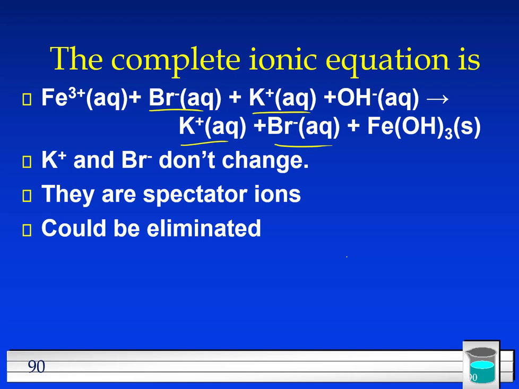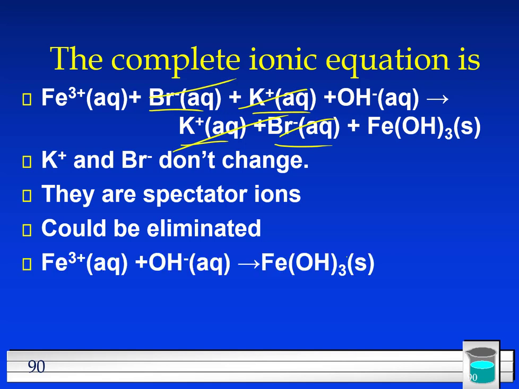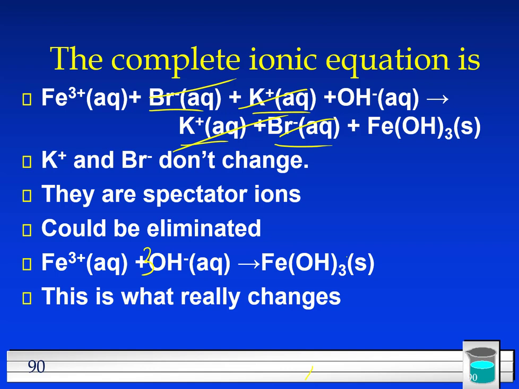So all that really changed, if I get rid of all those pieces, is that Fe3 plus grabbed some OH minus and made Fe(OH)3. And I can balance that by putting the 3 in front of OH minus. Bugs me when it's not balanced. Because that's what really changes. That's all that really changes. So chemists found they can ignore the stuff that doesn't change.